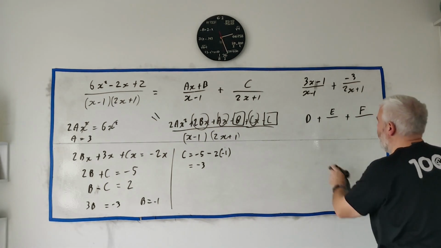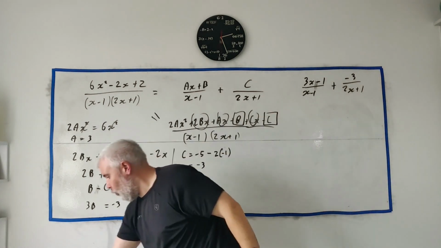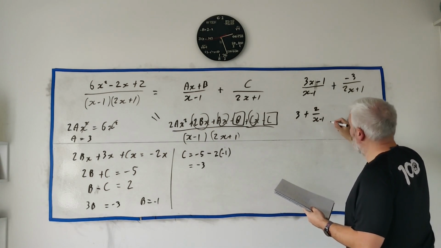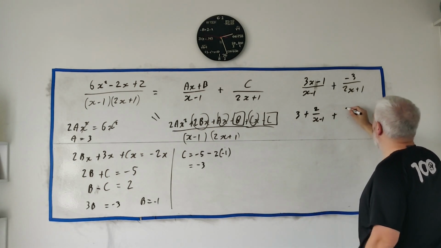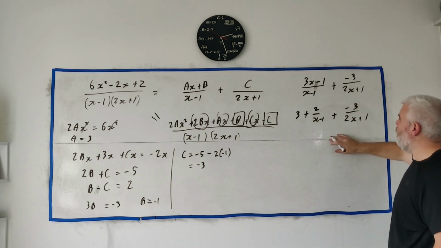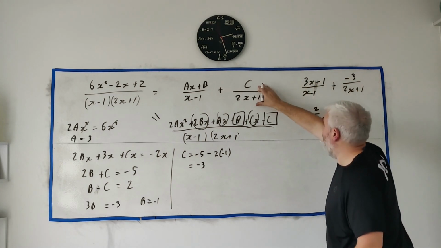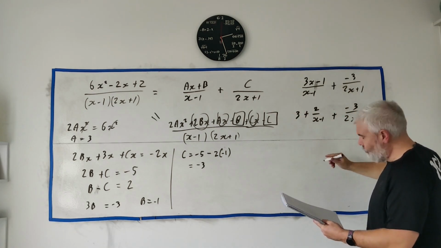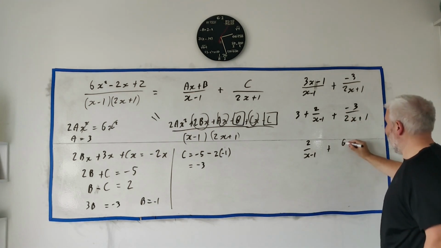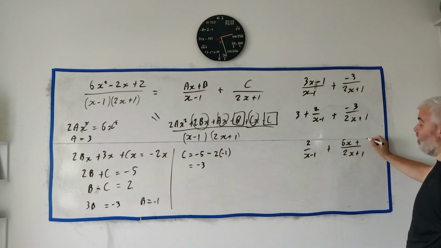Another answer would be this one here. Let me clean this up and write down what that would have been. It would have been 3 plus 2 over x minus 1, plus minus 3 over 2x plus 1. And a third answer, I'll talk more about this one in a moment. The next answer, let me write it in here, is 2 over x minus 1 plus 6x over 2x plus 1, or 6x, maybe plus 0 if you want.